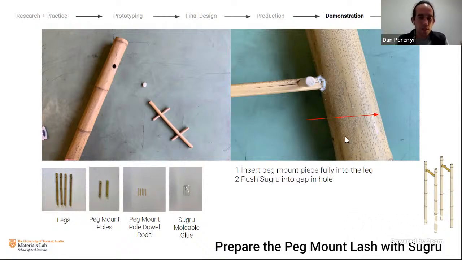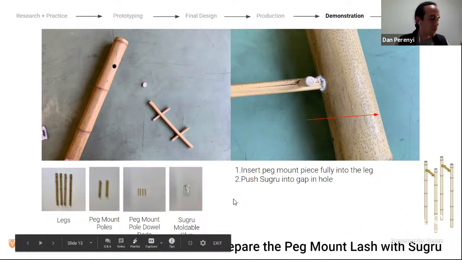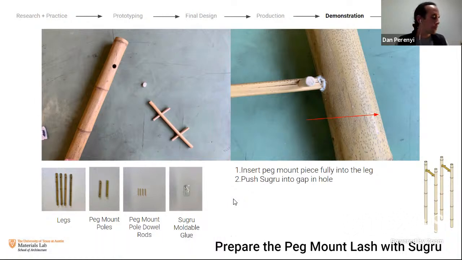So first you'll need your peg mount poles, those little dowel rods, and your moldable glue. You'll take one of your peg mount poles and you'll put dowel rods through it. And those dowel rods end up being a pretty strong lashing. Yeah, so you can see Brandon's feed there. It's helpful to look at Brandon's feed because I don't actually have a video of me inserting the Subaru.